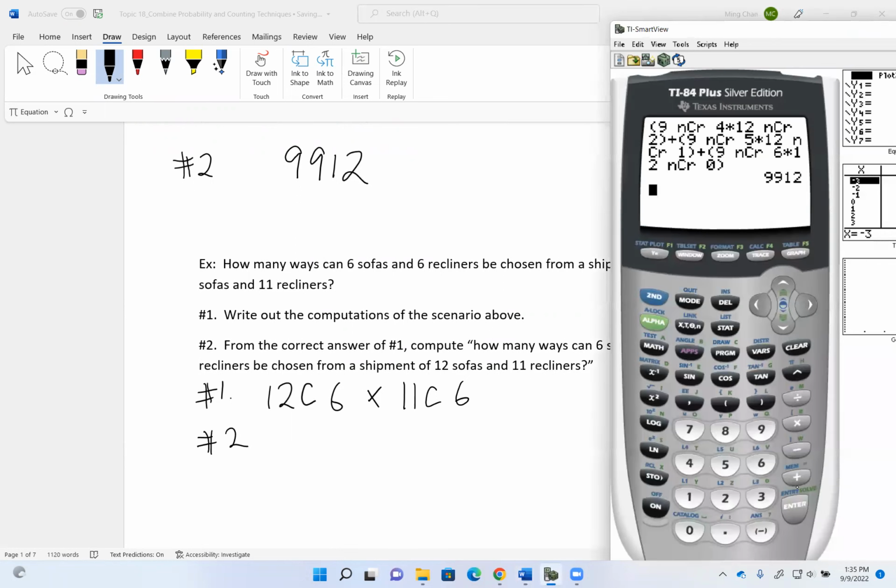So that's it. This is it. This problem is not at least, it's not less than, it's not no more than, this is the scenarios count. I just want 6 sofas, 6 recliners from the 12 and 11 total. All right, so 12 choosing 6, followed by 11 recliners, choosing 6 of them. So that gave me quite a big number. 426,888.